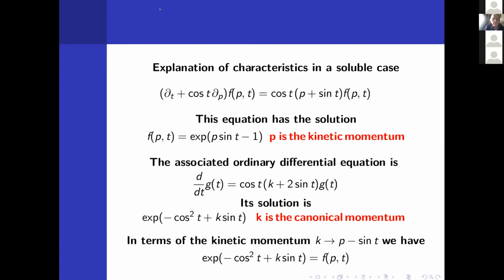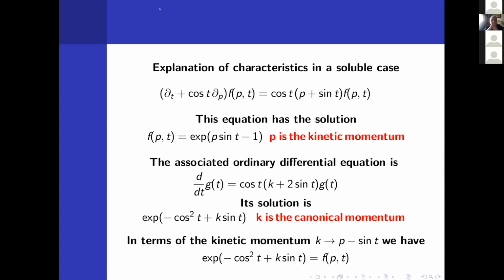Yes, because there was one sine. Look at the equation at the top. We have one sine there in the original equation, and now replace P by K plus sine. Another sine will come. And this is why, in the differential equation, we obtain two sine T.